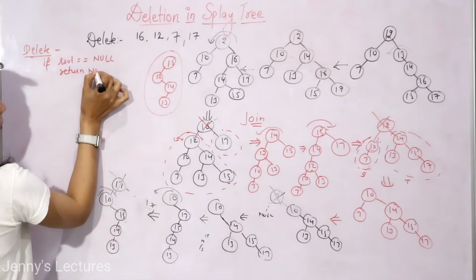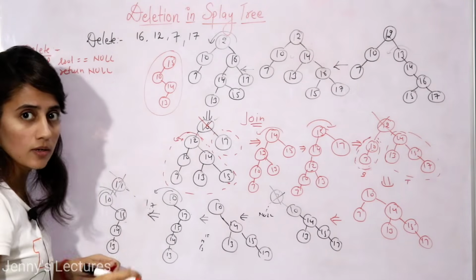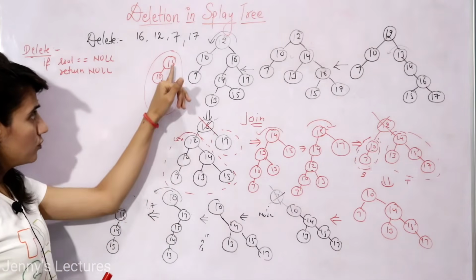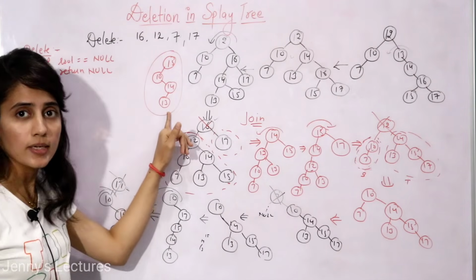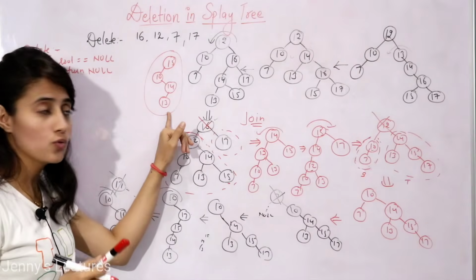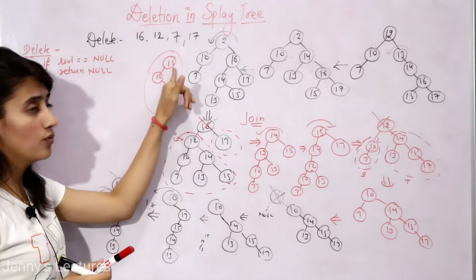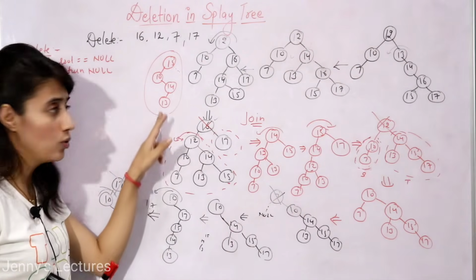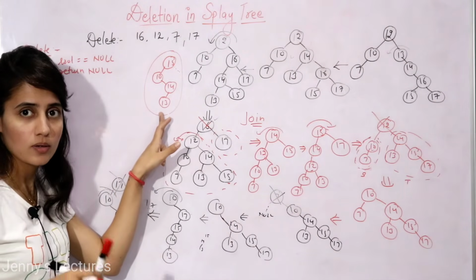So you can simply write, if root is null, then simply return null, right? Now the second situation may be, suppose from this tree I want to delete 20. Search where 20 is. It would be greater than 15, but there is no child of this 15. We don't have 20 in this tree, right?